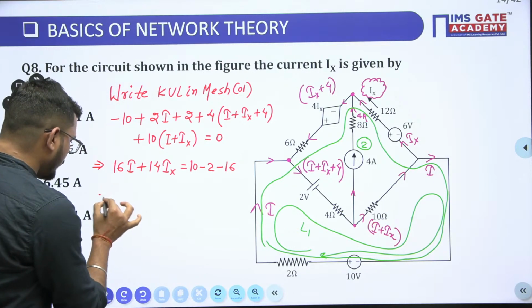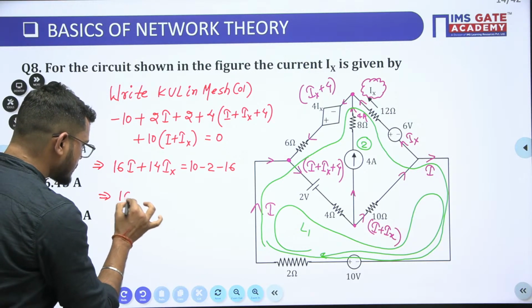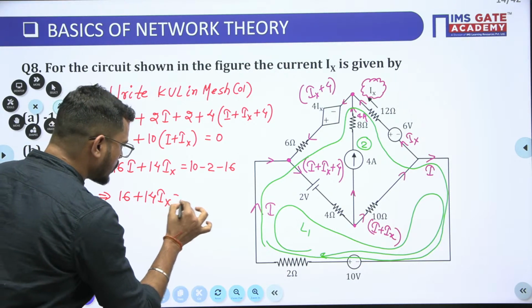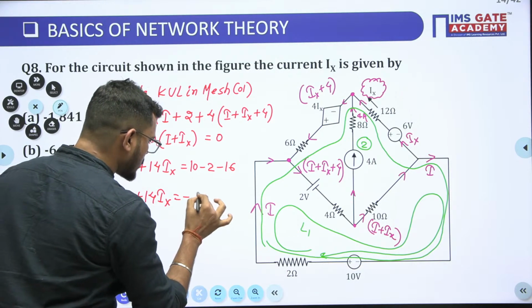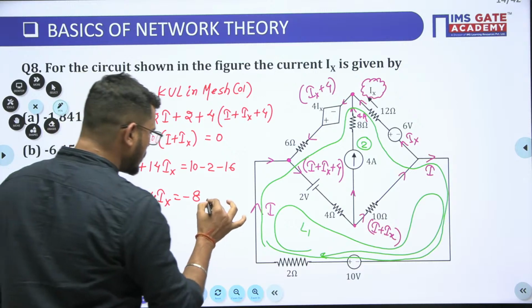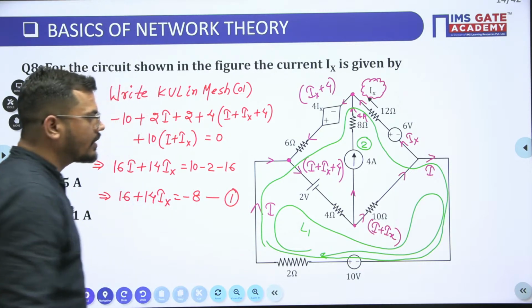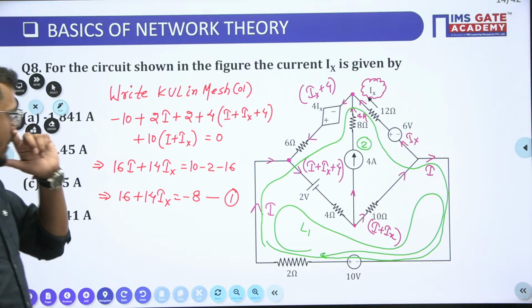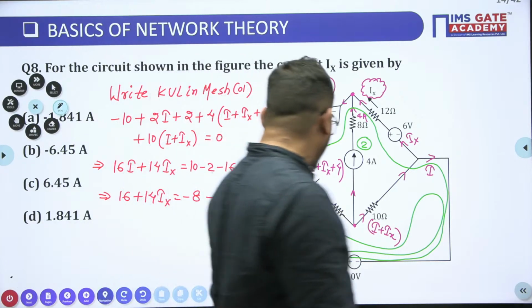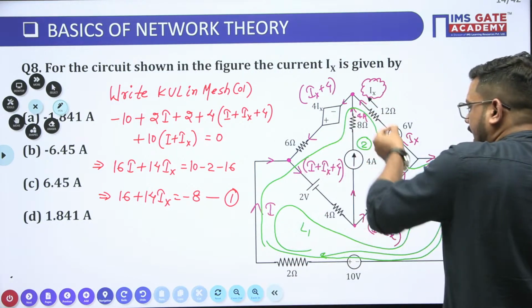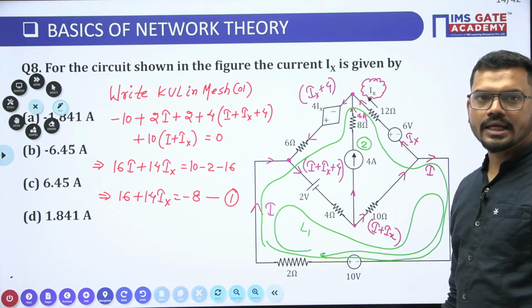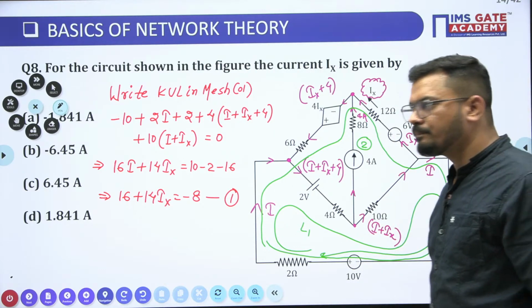So here we can write 16I plus 14 Ix is equal to, what is this? This is minus 8, guys. Is it clear now? And this is our equation 1. Okay, now what do we have to do? We have to write KVL again, and now we are taking mesh 2, guys. We are taking loop 2. Is it clear now?